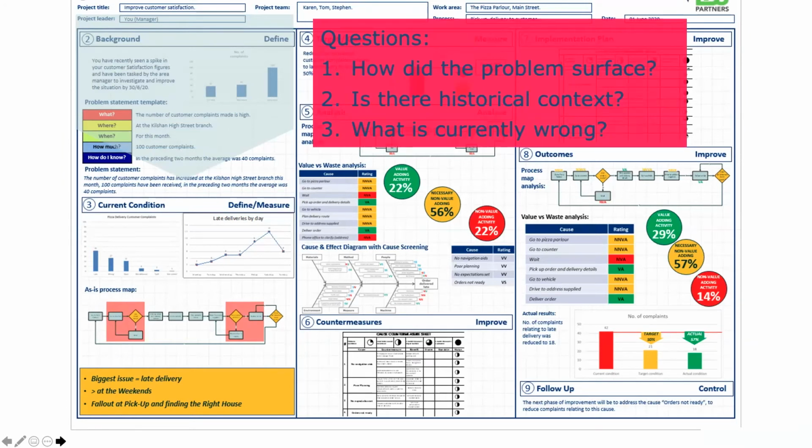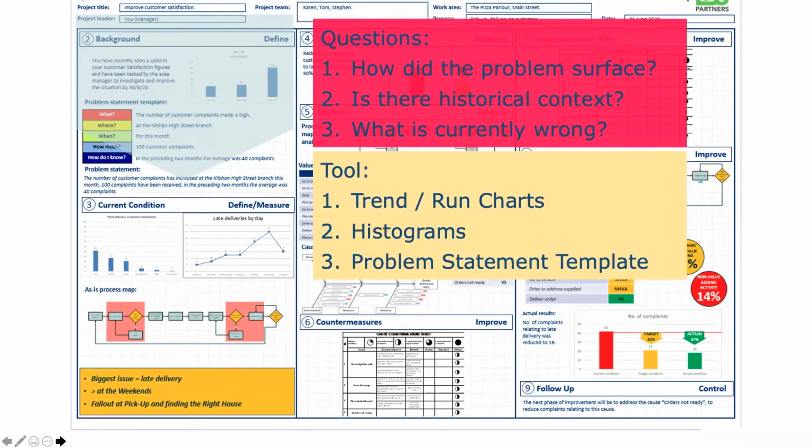Here we've outlined some sample questions. How did the problem surface? Is there historical context? What is currently wrong? In reality, you will need to identify the critical questions that apply to your problem. And my advice is to do this with the help of your mentor.